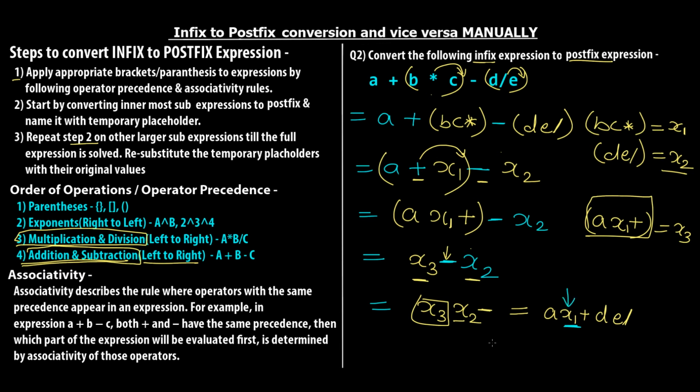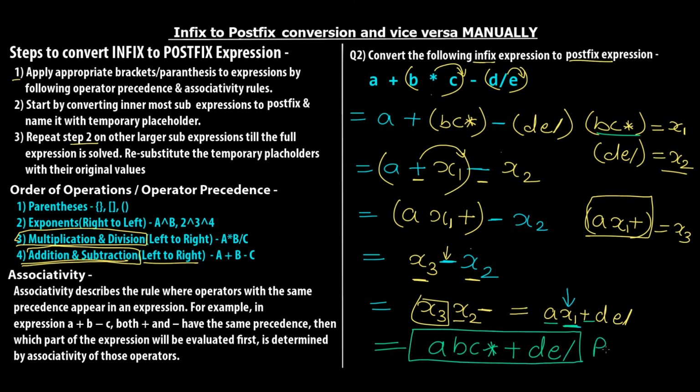So ultimately we will get the final answer as A, and at the place of x1 we will replace BC star. So we will get BC star. Then we have a plus over here. So I'll write plus. Then we have DE and divide by. So this, my friends, is the final answer. And this is the final postfix version of this infix format.